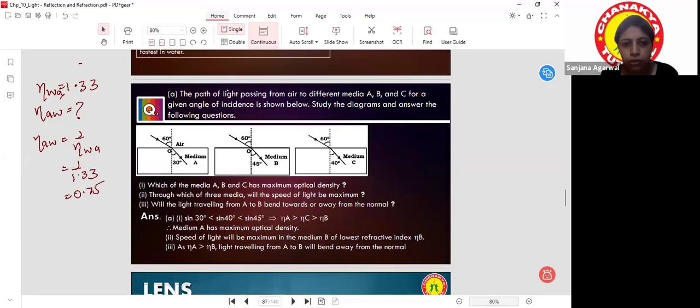Another good question. The path of light passing from air to different media A, B, and C for a given angle of incidence is shown below. Study the diagram and answer the following question. In which of media A, B, and C has maximum optical density? Maximum optical density. Okay.